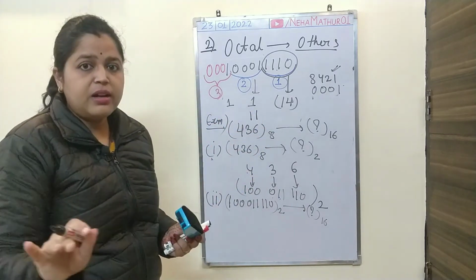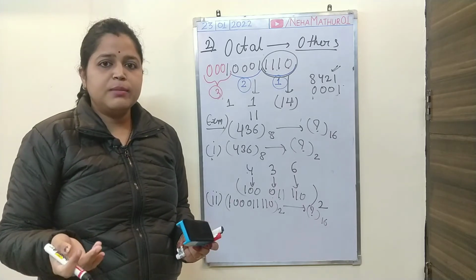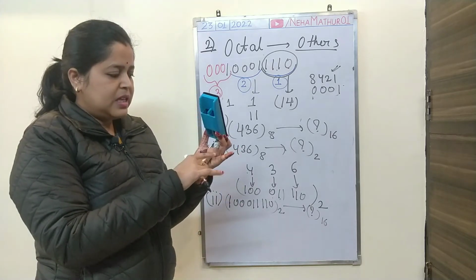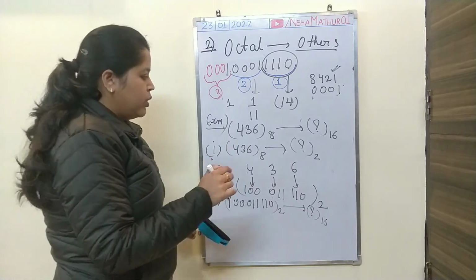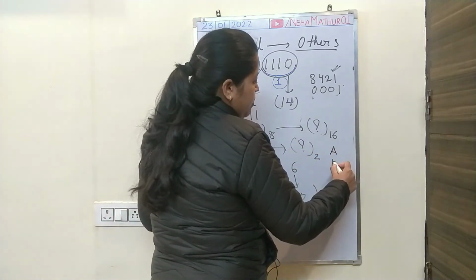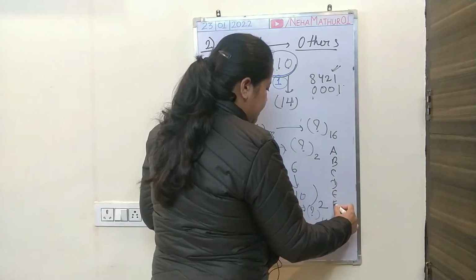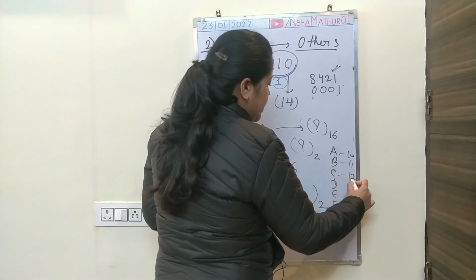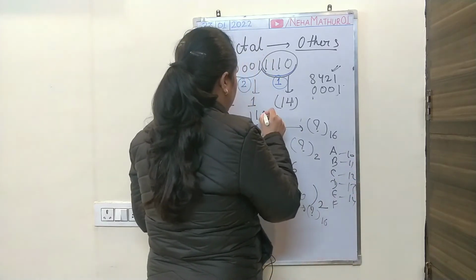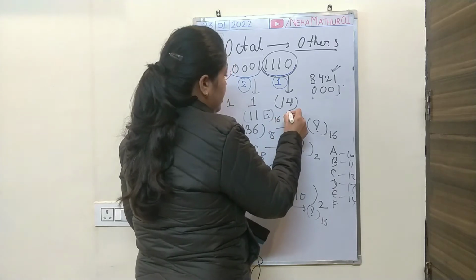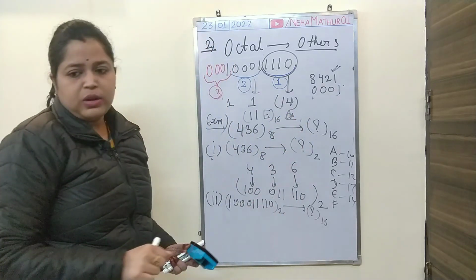14 is not a valid digit to represent in hexadecimal. For that we use A, B, C, D, E, F. So for 14, starting from A, B, C, D, E, F as 10, 11, 12, 13, 14, it is E. So your final answer is 11E.